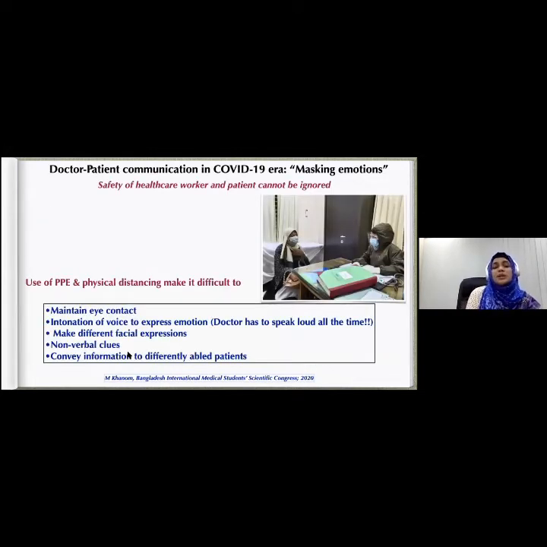Of course, we should be concerned about the safety of the healthcare workers and the patients. However, use of personal protective equipment and physical distancing made it difficult to maintain eye contact and intonation of the voice to express emotions. See, we are shouting all the time. We are always speaking with a constant loud pitch. So we cannot actually practice intonation or change in pitch intensity. And we cannot show facial expressions. We cannot give nonverbal cues. And it is very difficult and challenging to convey information to differently abled patients.